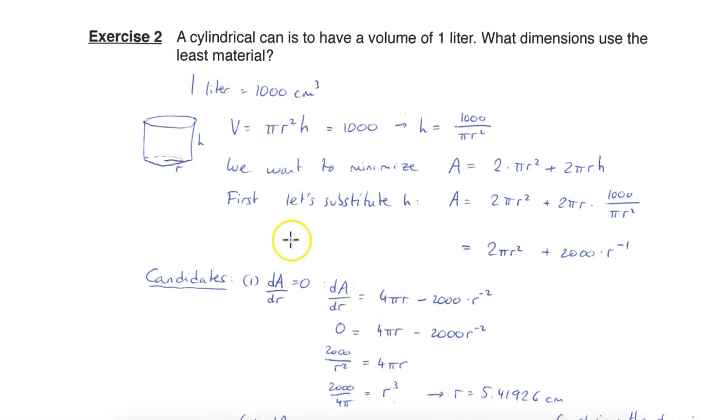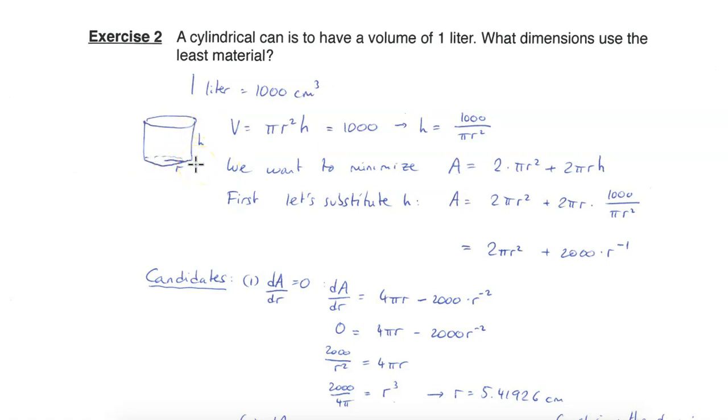Second situation. A cylindrical can is to have a volume of 1 liter. What dimensions use the least material? If you know cans from food, they have different shapes. If I think of a tuna can, it's typically not very high compared to the radius. And if I think of maybe corn cans, they are much higher compared to a tuna can.